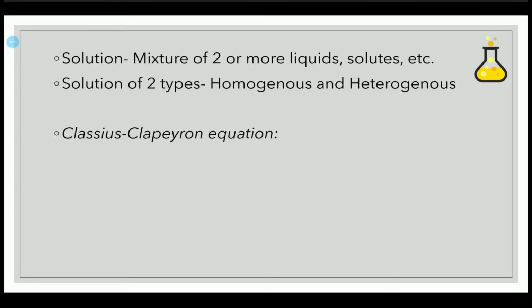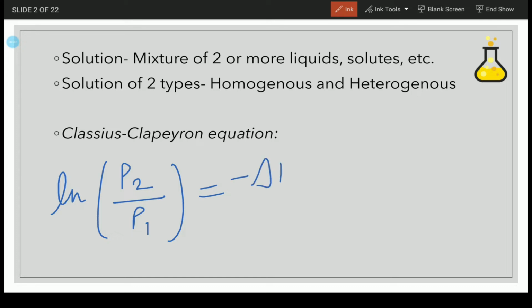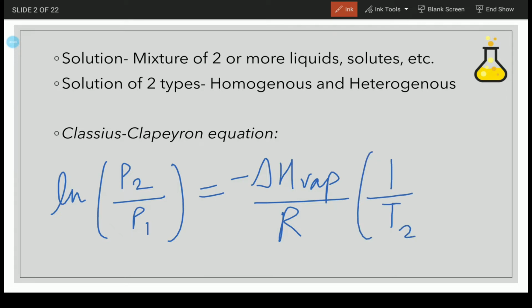One of the most important equations in this chapter is the Clausius-Clapeyron equation. Let me show you. It is the natural log of the ratio of final pressure and initial pressure equals minus the vaporization enthalpy of the liquid in consideration upon the universal gas constant into 1 upon the final temperature minus 1 upon the initial temperature.